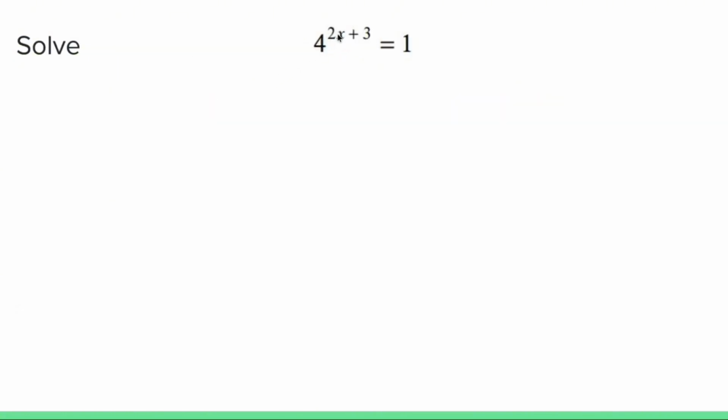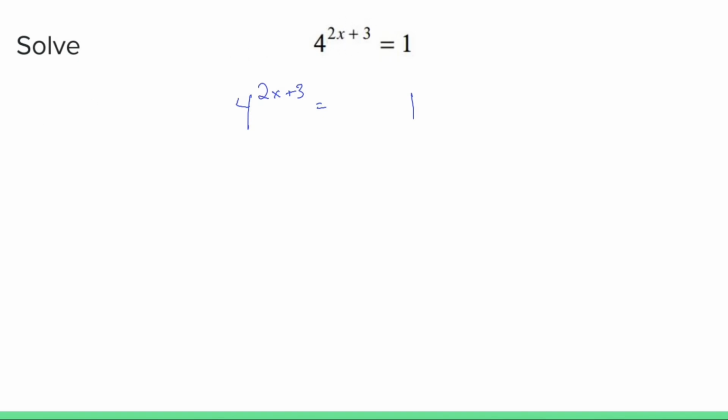Solve 4 to the 2x plus 3 equals 1. It's possible that we're going to need a calculator for this, but we'll see what happens when we get there. First things first, that 4 is ruining everything. Let me rewrite this out. Okay, 4 to the 2x plus 3 equals 1. Now, why did I leave all that space?